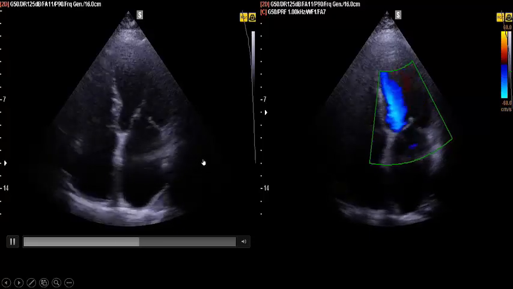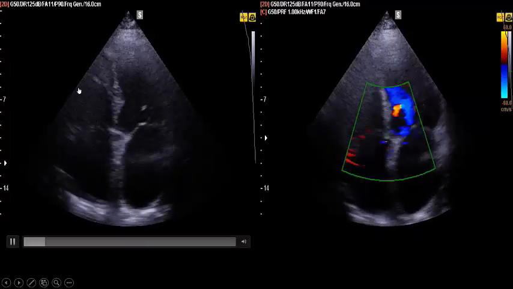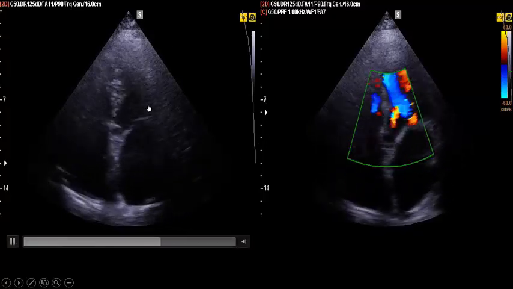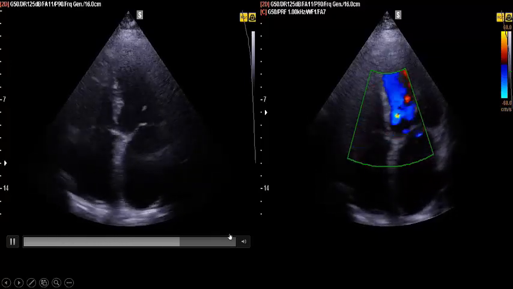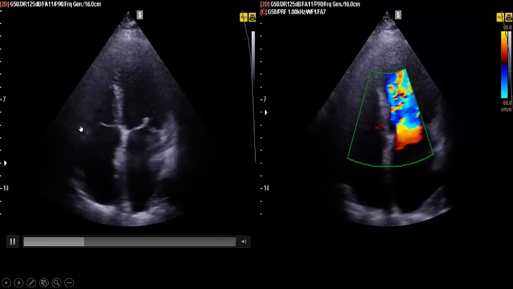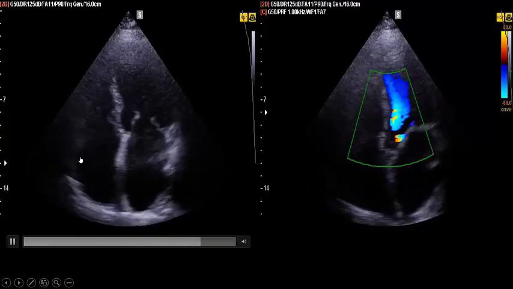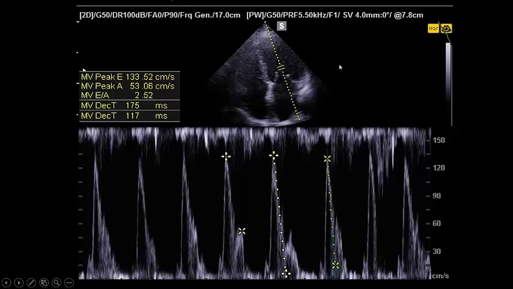Still regurg, but the contraction is good by visual assessment. There is good thickening and shortening, and good visual assessment of the TAPSE here. By putting the pulsed wave Doppler here at the tip of the mitral valve to assess the left atrial pressure, which is very important in patients with moderate aortic regurg, I find here an A wave, an A wave, an A wave.